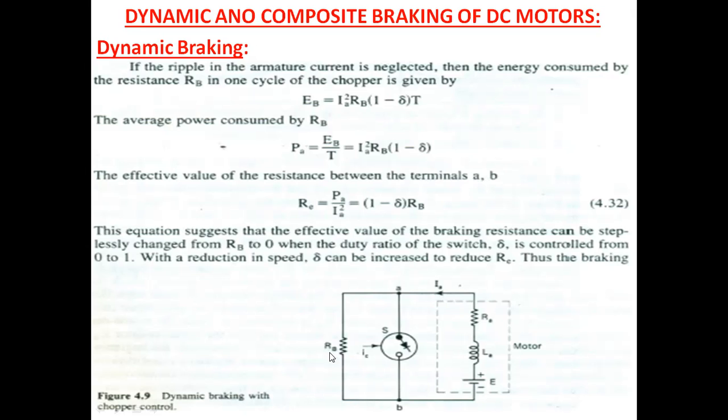In one cycle, it can be given as EB is equal to IA square RB into 1 minus delta into T. And the average power consumed by RB is PA is equal to EB by T, that is IA square RB into 1 minus delta. And the effective value of resistance between the terminals A and B is RE is equal to PA by IA square, that is equal to 1 minus delta into RB. Make it as equation 32.